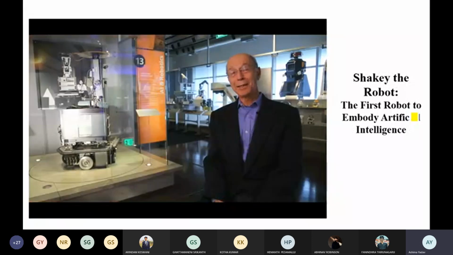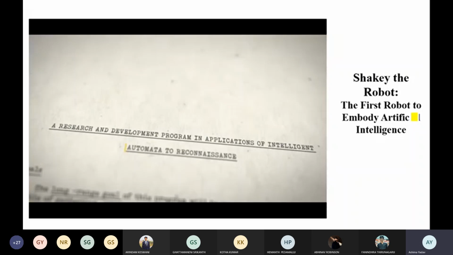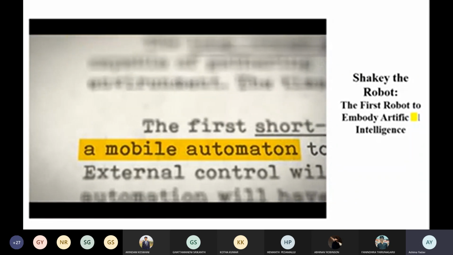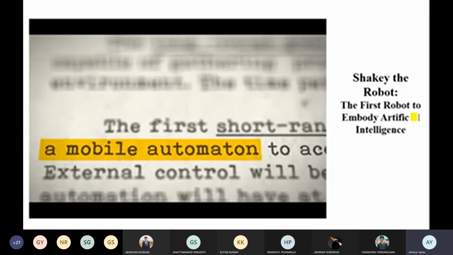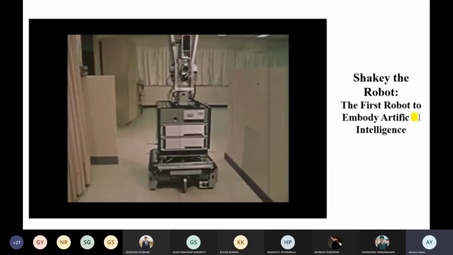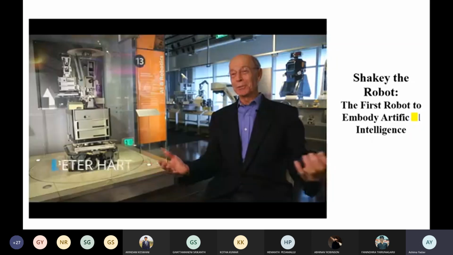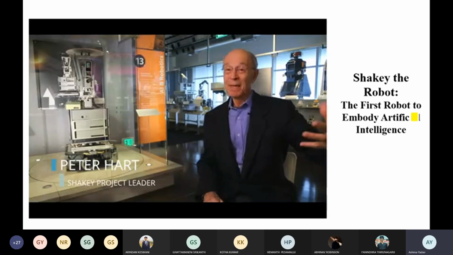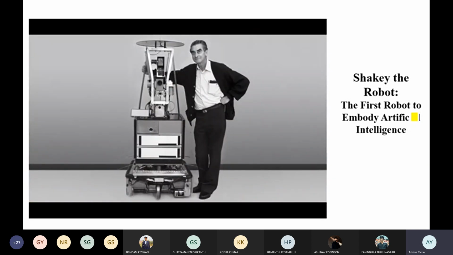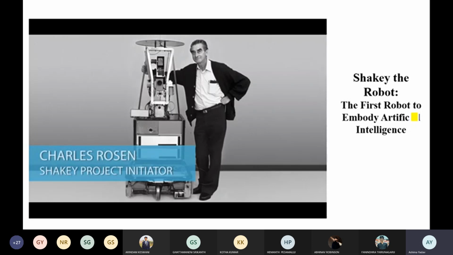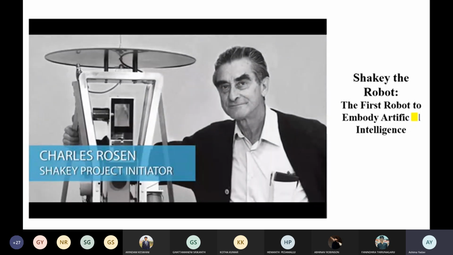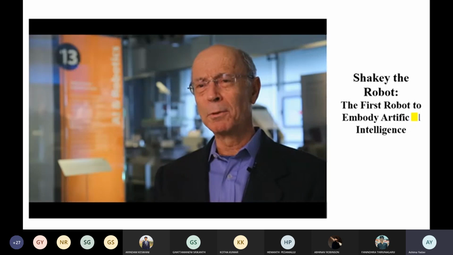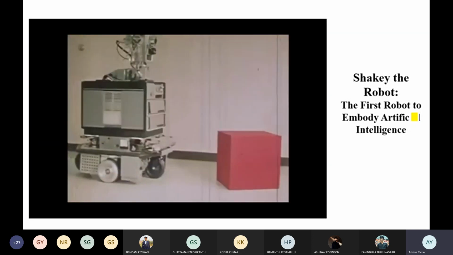When you read the title of the original proposal, it was something like a mobile automaton for reconnaissance. And the reason we called it an automaton was because until Shakey, you couldn't go to a funding agency and say, I want money to make a science fiction kind of device. And so we needed a name. And finally, Charlie, in his inimitable fashion, said, it shakes like hell when it moves. Let's just call it Shakey.